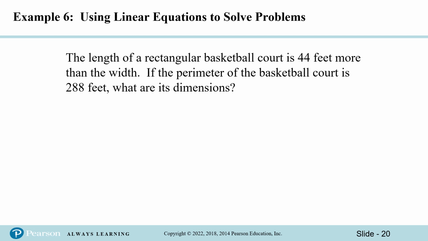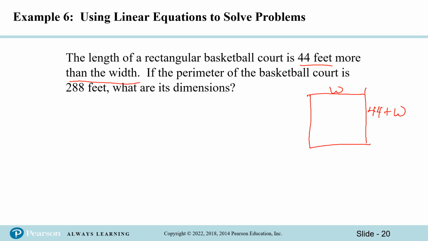Also a very common word problem, the length of a rectangular basketball court. So draw a rectangle. Is 44 feet. It does not say it's 44 feet. It's 44 feet more than the width. So they did not describe the width. I'm going to call it W. But they did describe the length. It's 44 more than the width. They didn't say the width was something or other. They said the length was something or other. So the one that was not described as the width, that one is the one that gets the variable.